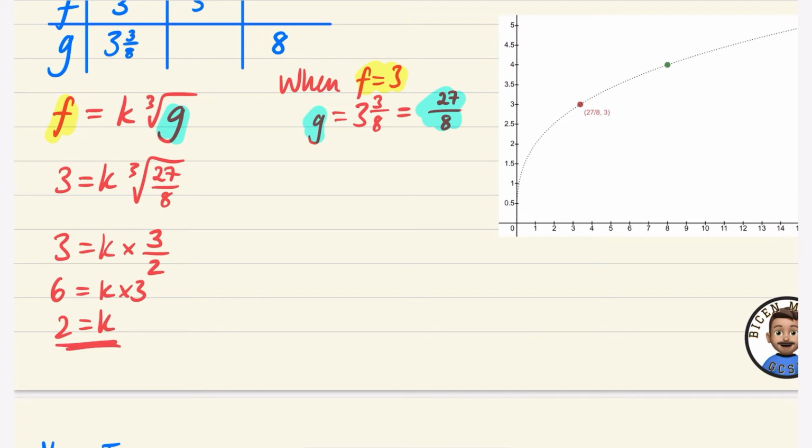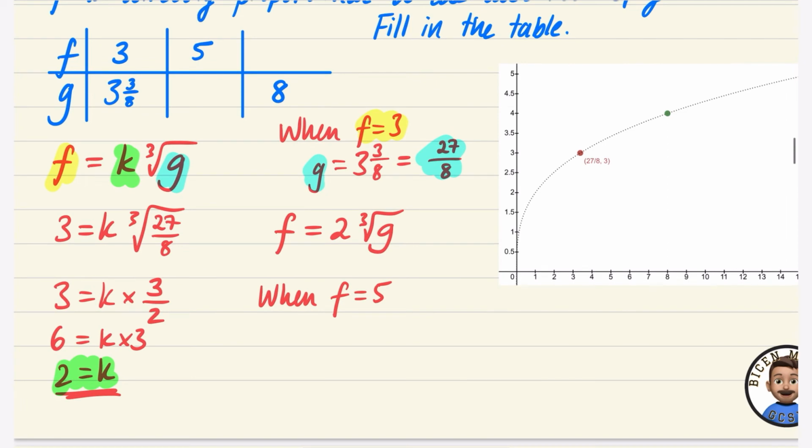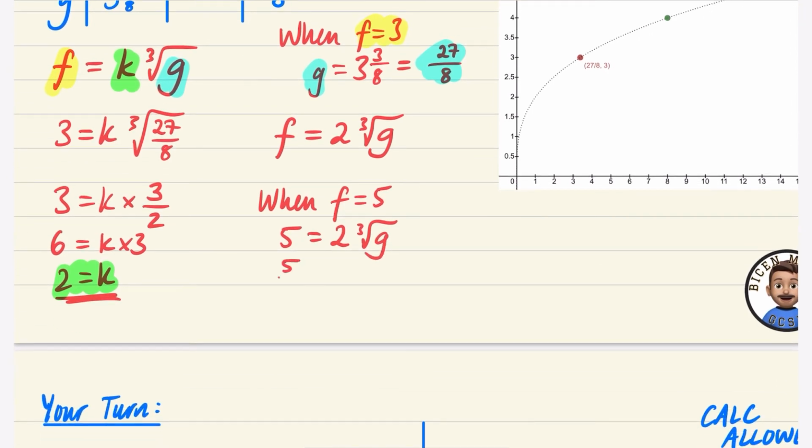So this means that our formula is that f equals, here is k that we've just worked out, and here it is in the formula. So f equals 2 times the cube root of g. So we've done all of that just to find out what the formula is. We're now going to try and establish what are those two values that we have there? So the first one is when f is equal to 5. We're going to try and find out what g is equal to. So when f is equal to 5, I'll replace the f with 5, and then I have 2 and then the cube root of g. I'm going to divide by 2, so that I get 5 divided by 2 is the cube root of g.